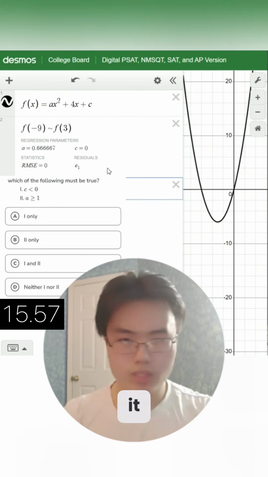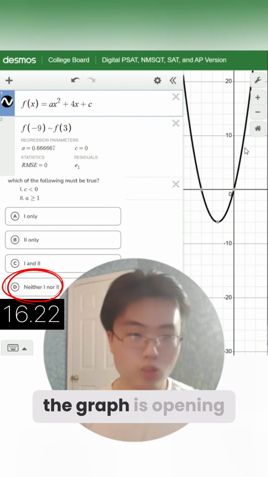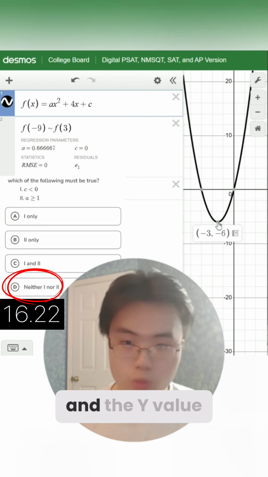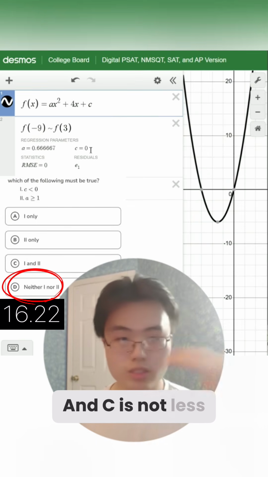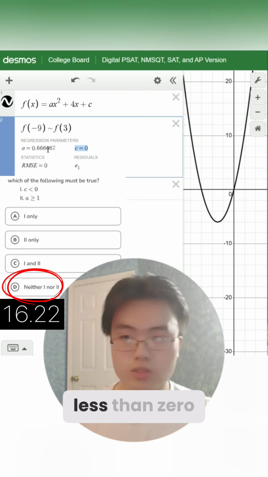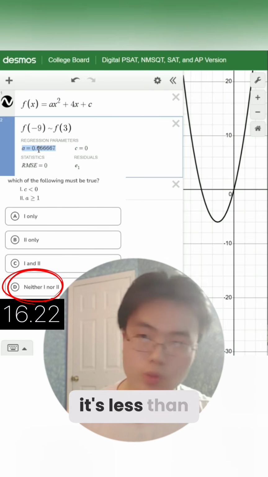And looking at it, the answer is D. Yeah, 100%. The answer is D. Because the graph is opening upwards, just like we want, and the y value of the vertex is negative, just like we want. And C is not less than 0, because C is 0, so that's not less than 0. And A is not greater than or equal to 1. Right now, it's less than 1.